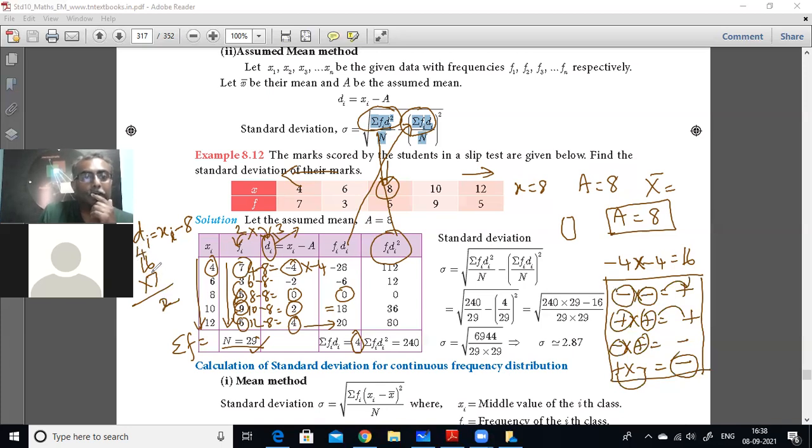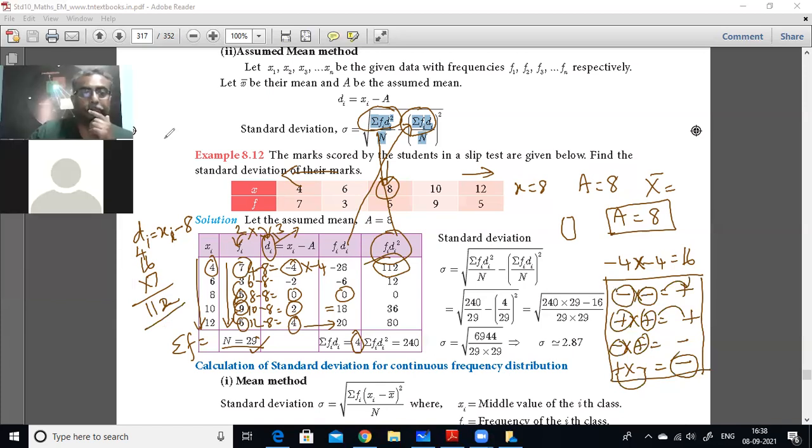42. 1, 7 is 7 plus 4, 11, 112. Okay, you got 112. You understood how it is coming? Yes, sir. In the same way, minus 2 into minus 2, how much? 4. Okay, so 4 into 3, how much? 12, sir. 12, correct.